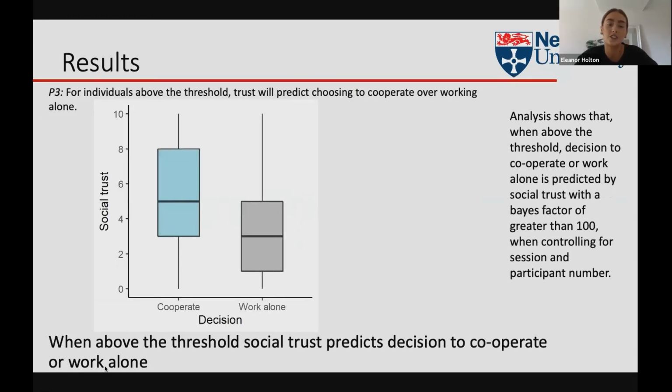And our final prediction, we did find that when above the threshold, social trust predicts decision to cooperate over decision to work alone. So you can see by the bar on the left-hand side, cooperation. When people choose to cooperate, their trust is higher than those who chose to work alone. Again, we produced a Bayes factor of greater than 100, so indicating evidence of over 100 times stronger in favour of our predictive model over our null model. So for this first initial experiment, we did find really great results and strong support for all three of our predictions.